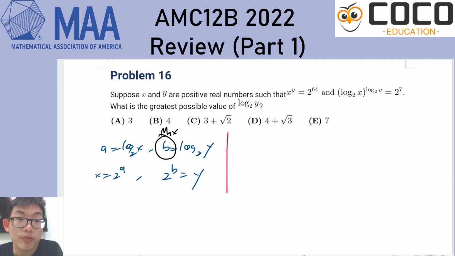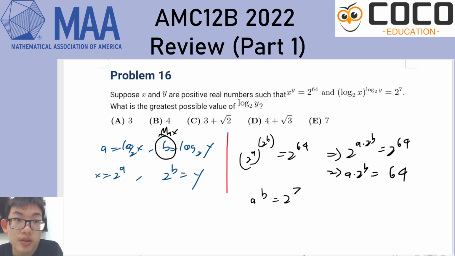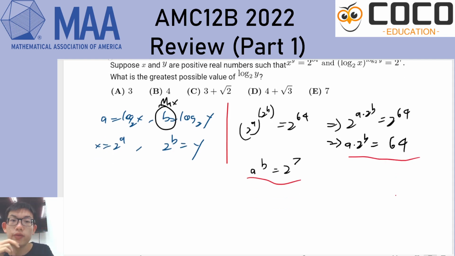Now x to the y has become 2 to the a, to the 2 to the b, equals 2 to the 64. So a times 2 to the power of b equals 64. The second one is just a to the power of b is 2 to the power of 7. Okay, so I want b to be as big as possible. I feel like one option is just to try everything, right? I don't see why that would necessarily be wrong.